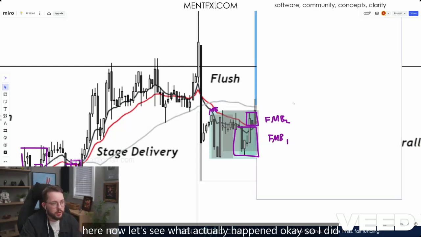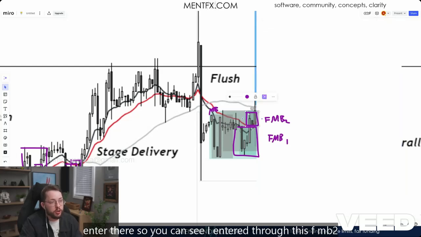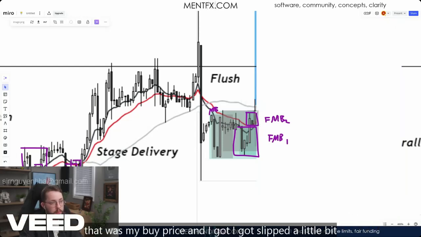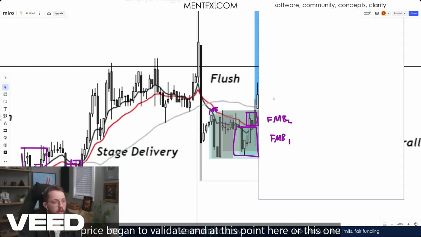Now let's see what actually happened. Okay, so I did enter there. So you can see I entered through this FMB2 through that high. That's literally where I personally bought. That was my buy price, and I got slipped a little bit, so I kind of accounted for that when I showed it on here.